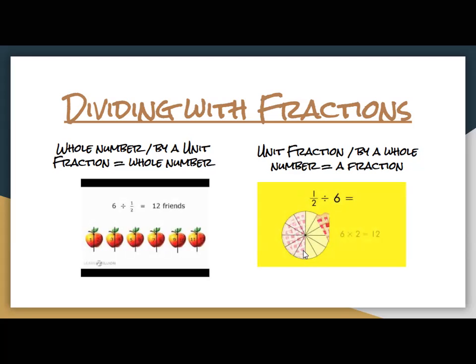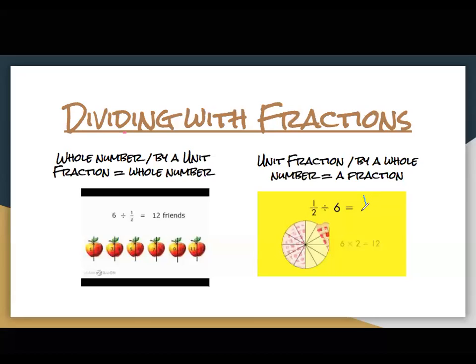So 1/2 divided by 6. So our answer still ends up as a fraction, because each piece is now 1/12 of the whole. We took the half, divided into 6. We'd have to make sure that we divide the other half into 6 pieces in order to figure out how many pieces would be in the whole. So one of these pieces would represent 1/12 of the whole.